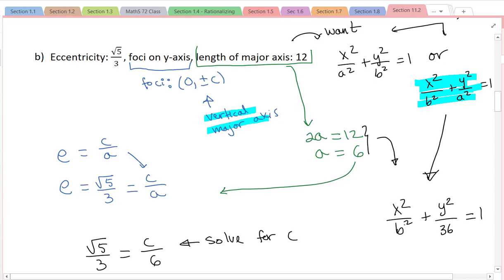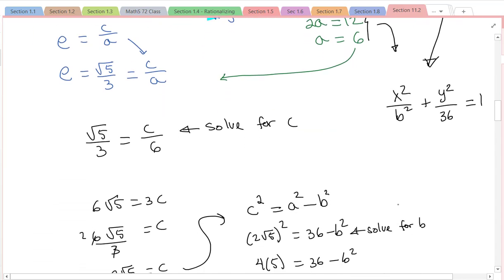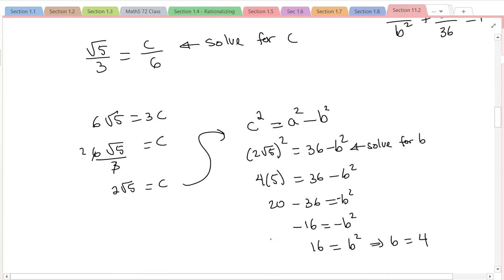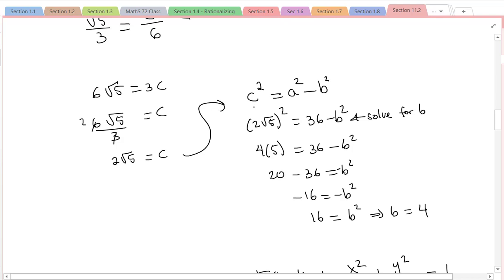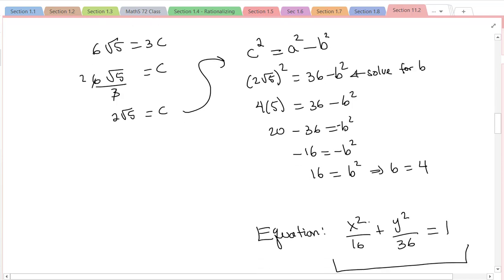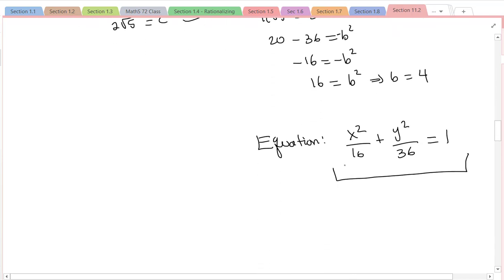And then here we realize, okay, I need b. How do I find b? Well, we know that c squared is equal to a squared minus b squared, so I need to find c, and that's where the eccentricity comes in. Given the eccentricity, and knowing that the eccentricity is the ratio c over a, we can find c. Once you have c, use c and a to find b. And once we have b, we have our full equation.